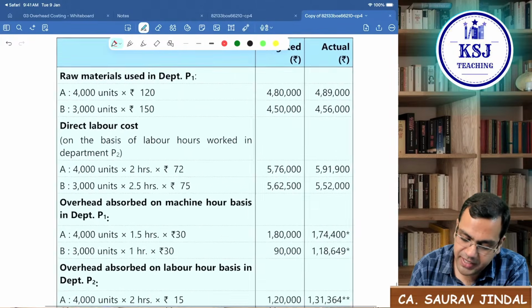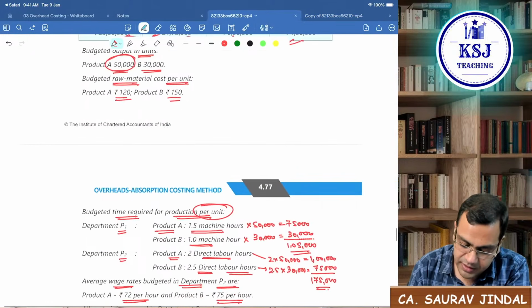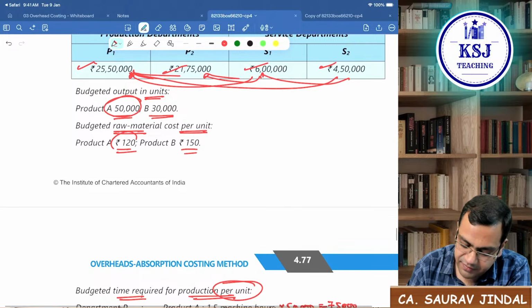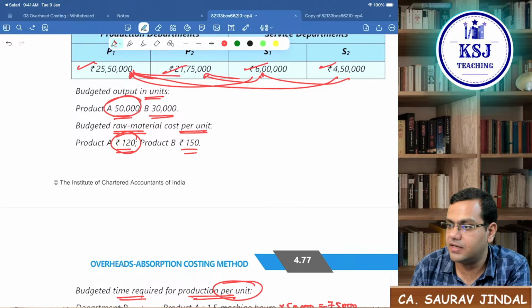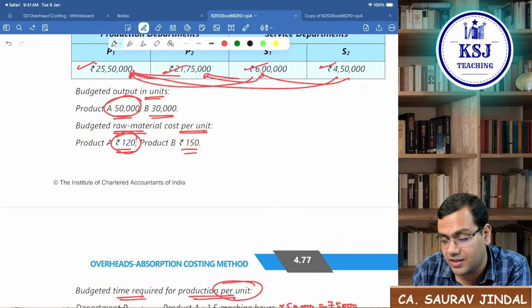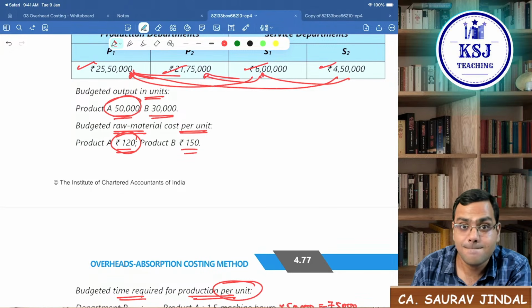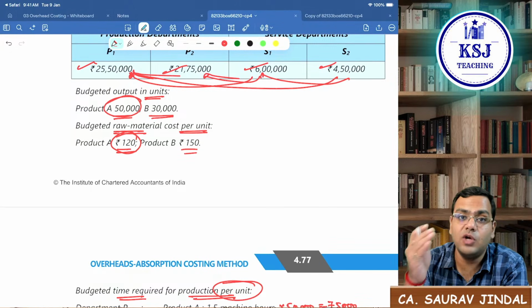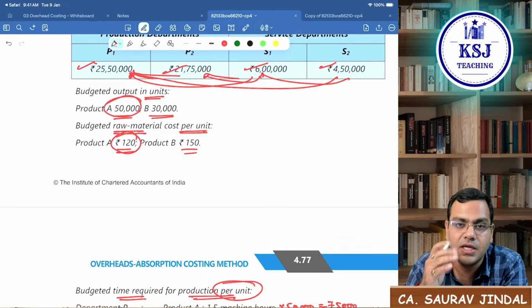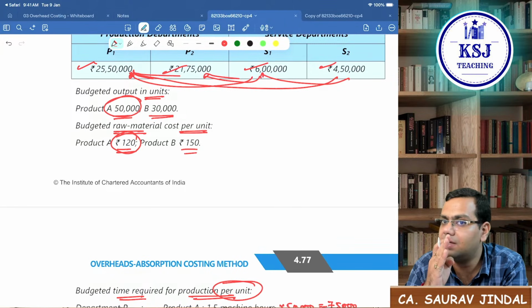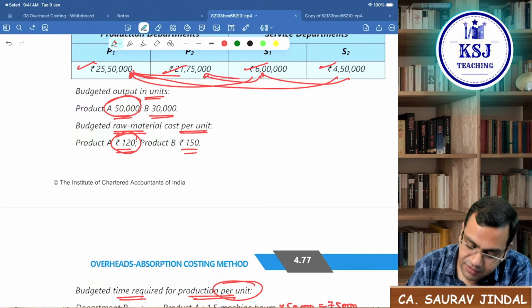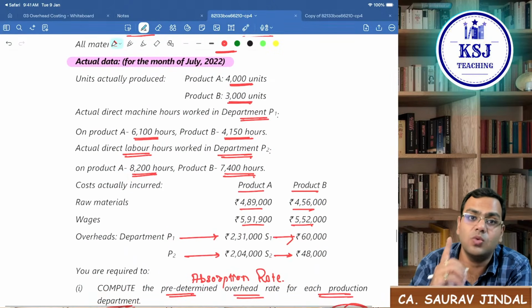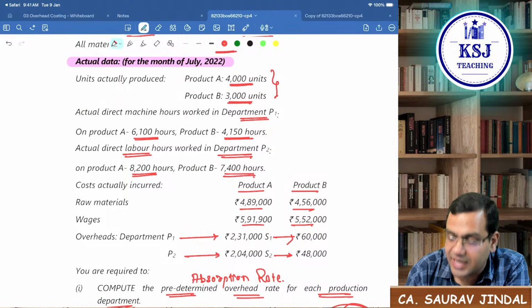So if you talk about raw material, how can we calculate the budgeted? The budgeted raw material cost per unit is given as 120, and here it is given 150. Can we calculate the budgeted as 50,000 into 120 and 30,000 into 150? No. Performance report means you want to compare your budgets with the actuals. The actuals are given for just 1 month, that is 4,000 units and 3,000 units.